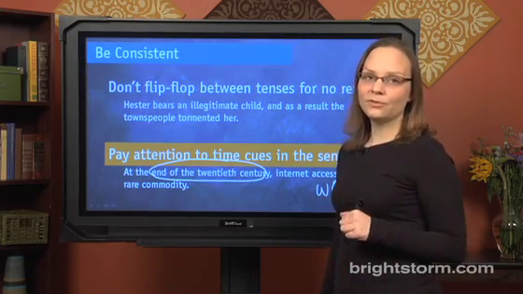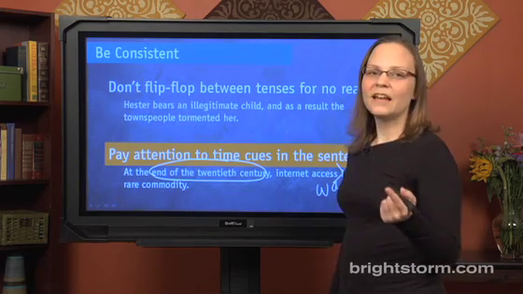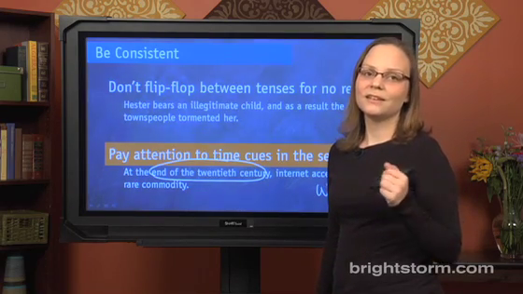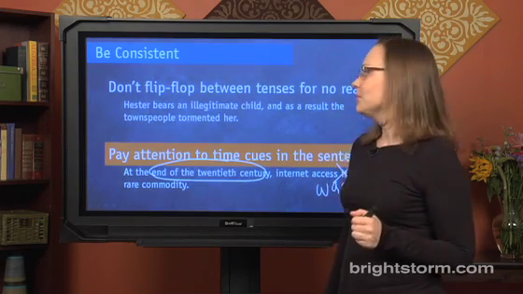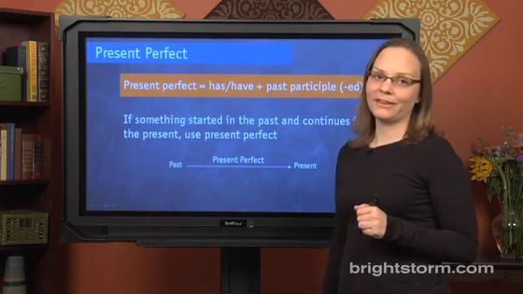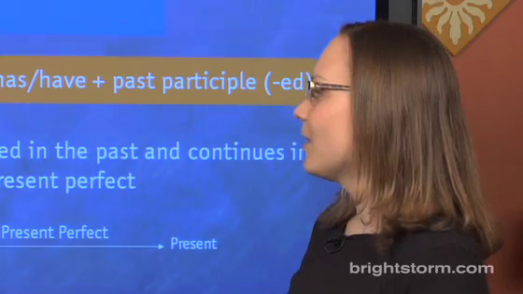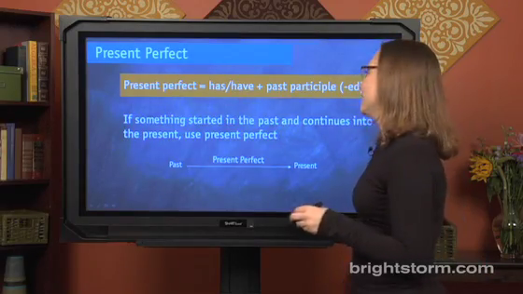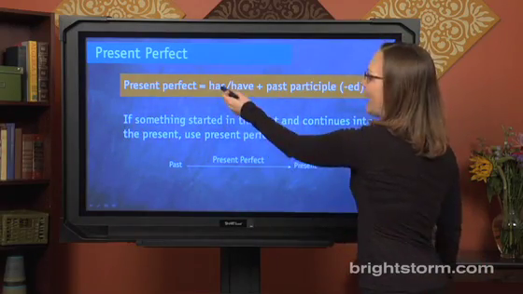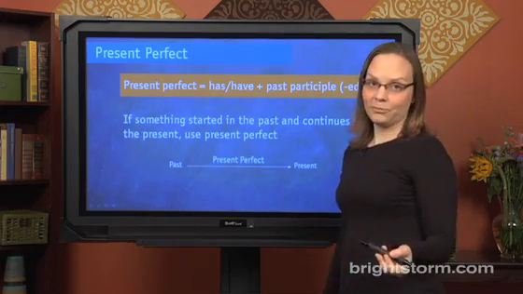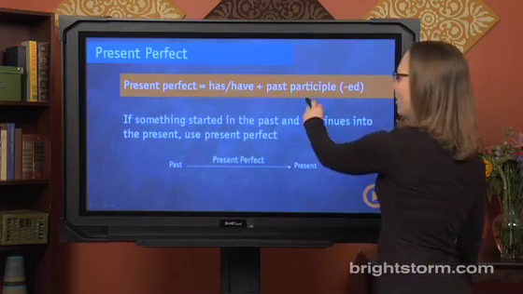Don't change tenses for no reason, and use tenses that make sense given the time cues in the sentence. Next up, you need to use present perfect properly. Now this is going to be a little more complicated. Let's start with what present perfect is. It has 2 ingredients, the word has or have, depending on the subject, and a past participle.